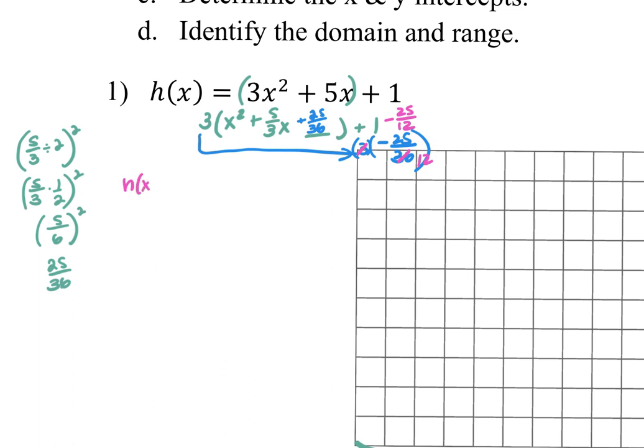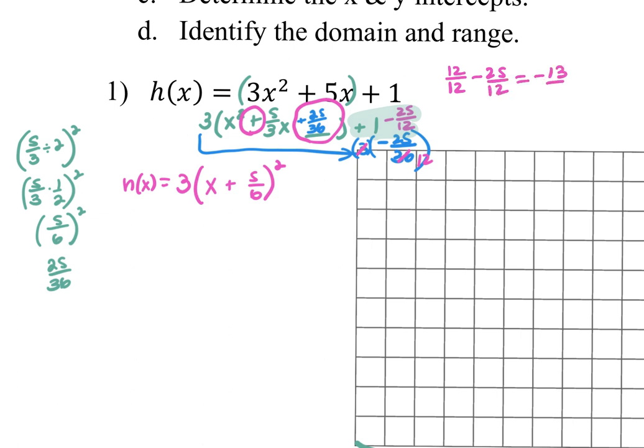So h of x would equal 3, square root the x squared, you get x, square root the 25 over 36, which is 5/6. Take the sign from the middle, put it in parentheses, and square it. And then I'm going to combine these together. So positive 1, which becomes 12 twelfths, minus 25 twelfths is negative 13 twelfths. And there's the standard form of my equation.